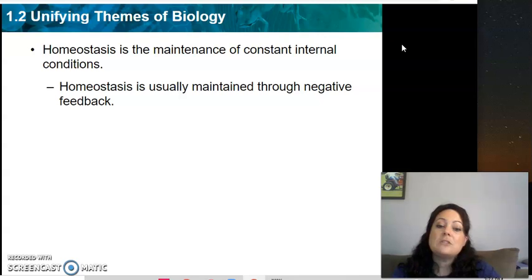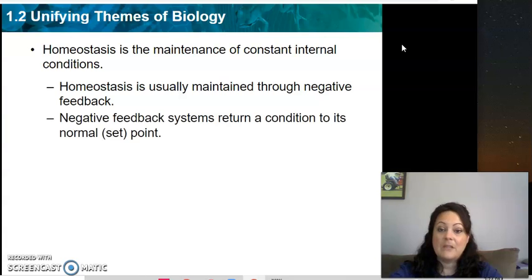So homeostasis is usually maintained through negative feedback. I know that sounds bad, but it's really not. It's a good thing. So negative feedback systems return a condition to its normal set point. They move towards that equilibrium. What we're saying is that the product causes a decrease in the reaction. So for example, temperature regulation, blood pressure regulation, these are more long-term solutions for your body to maintain homeostasis.